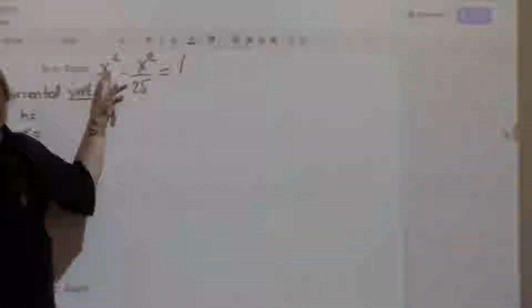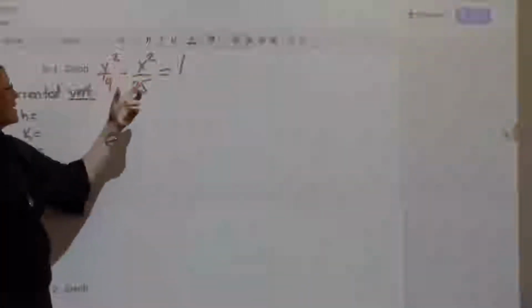Remember that if there was a 1, wouldn't it be there? That's what I always say. If there was a 1, it'd be there. So there's zeros here, aren't there? So H is 0, K is 0. A, what's A? 9? No. A is the square root of 9, which is 3. B is what? That comes from the square root of 25 right here, which is 5.